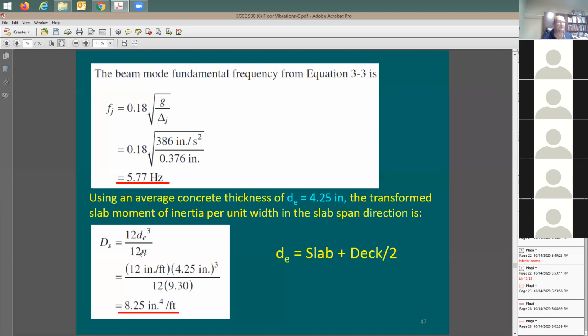And of course, there's the n here because you'd like to compare apples to apples. You'd like to have it as steel material. So this is a conversion to convert the concrete into steel in your analysis.